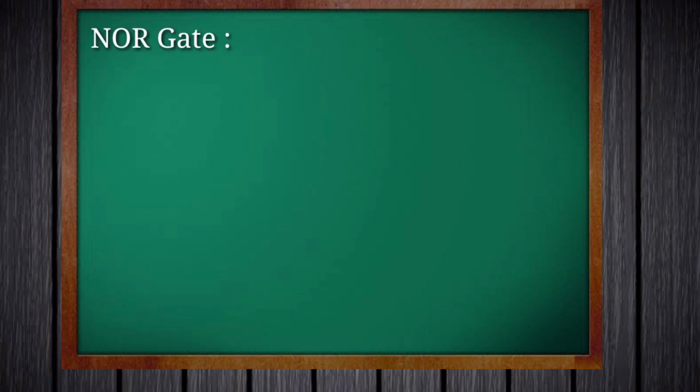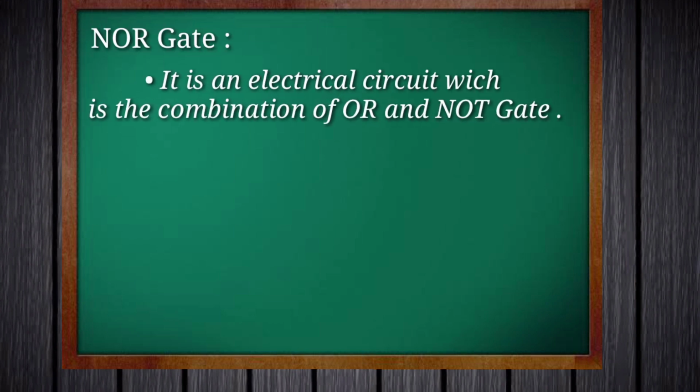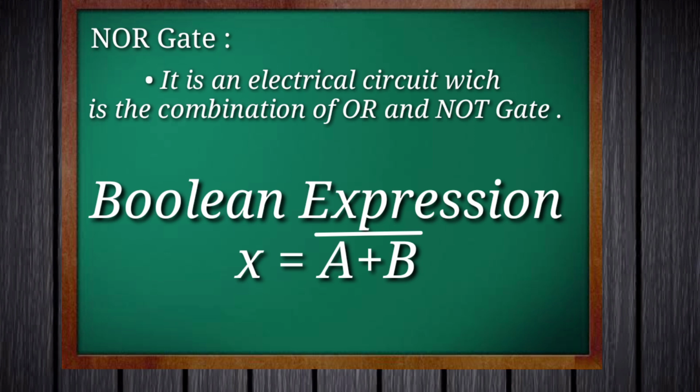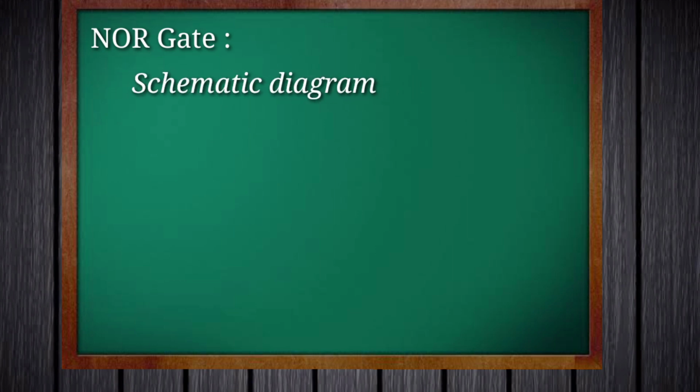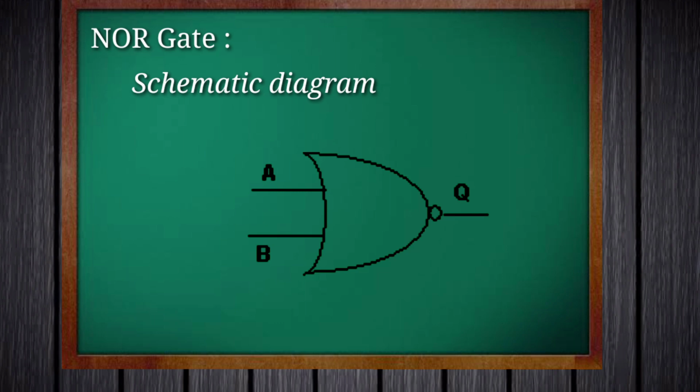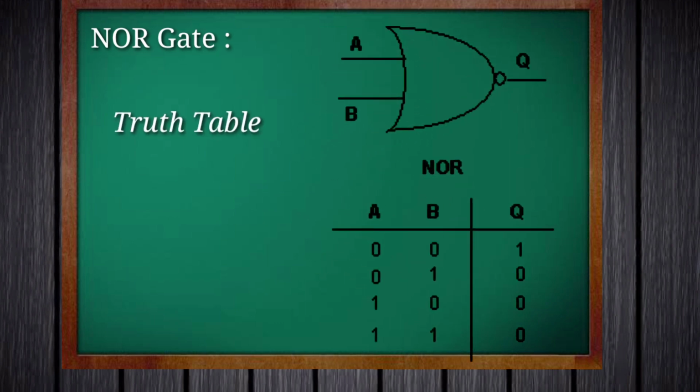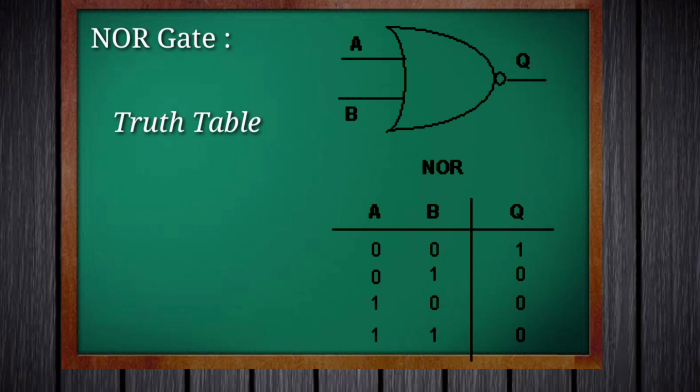Next, the last one is the NOR gate. It is an electrical circuit which is the combination of OR and NOT gate. Now the Boolean expression is X equal to A plus B bar. The symbolic representation is represented as here. Now the truth table. A, B are the two inputs: 00, 01, 10, 11. And the output result is 1, 0, 0, 0.